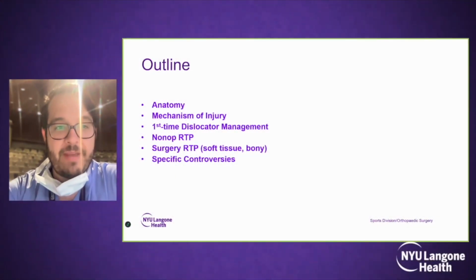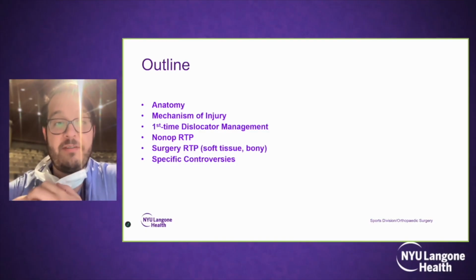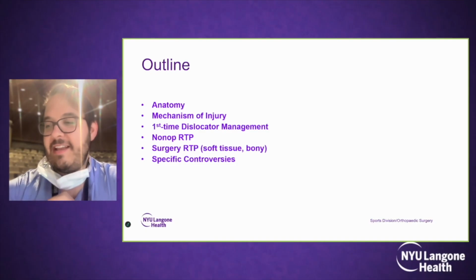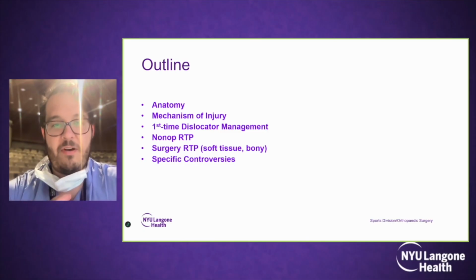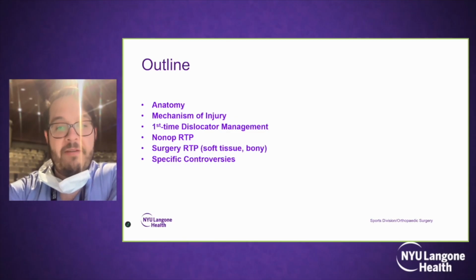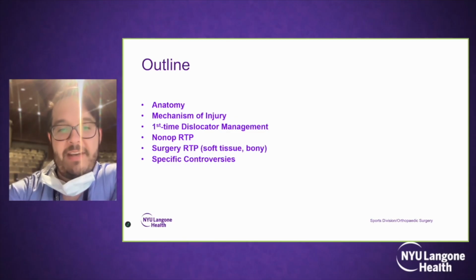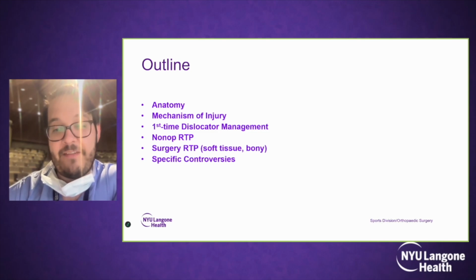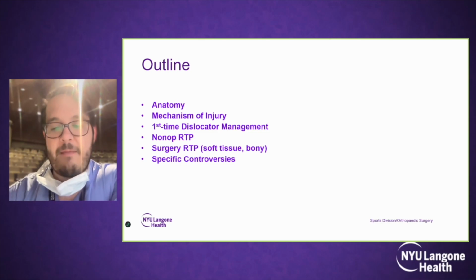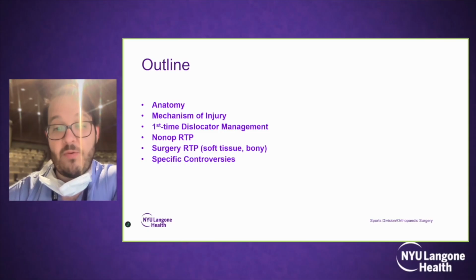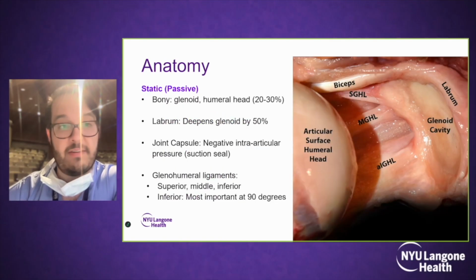So outline, we'll do anatomy, how these injuries happen, first time dislocator management, some non-op treatment, some surgery, and then specific controversies. Now, the problem with all of these controversy talks is you're probably going to leave with a lot more questions than answers. Ariana did an incredible job giving you an algorithm. I am not going to do that because I'm just not as good as her. Also, because there's not as good information here, and a lot of it is experience, super patient specific. So it gets really hard and nuanced to give algorithmic approaches versus more generalizations, which I think will be helpful on how you can approach things.